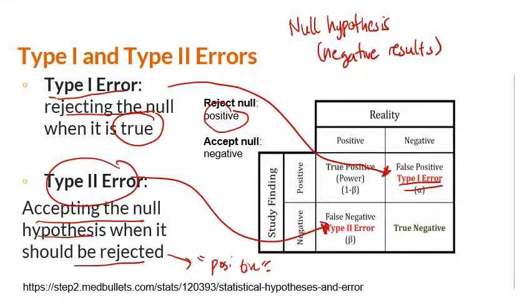So para mas madaling tandaan, type 1 error is your false positive, when in fact dapat negative siya, but your test show that it's positive, whereas your type 2 error is your false negative. When in fact, dapat positive yung result, pero negative yung nireport nyo or you accepted the null hypothesis.